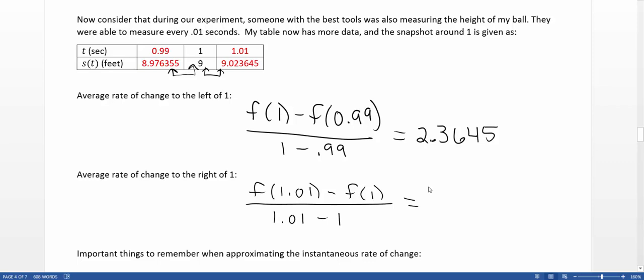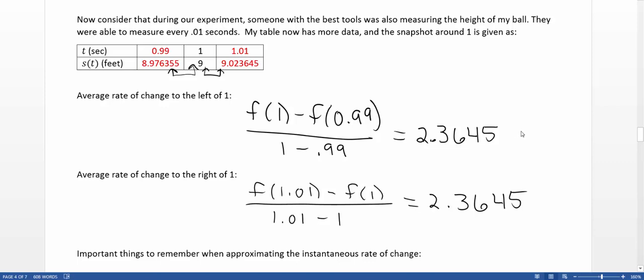And again, I took these decimals and I crunched them in my calculator very, very carefully. And I got 2.3645. So what's happened here is we got so close to 1 that we don't even have to make a best guess anymore, because the average rate of change on the left became the same as the average rate of change on the right, which means that that is the exact instantaneous rate of change.